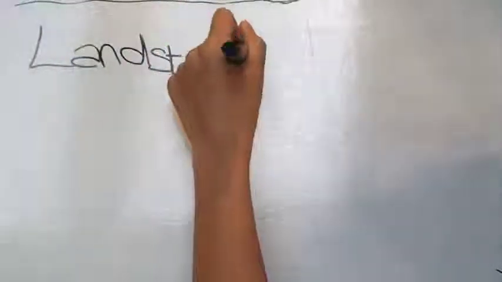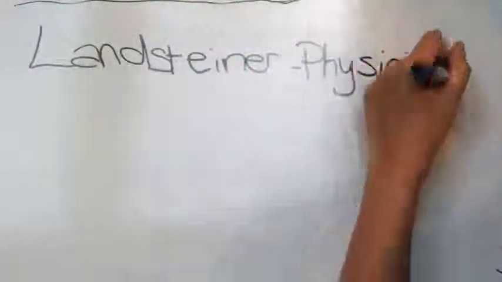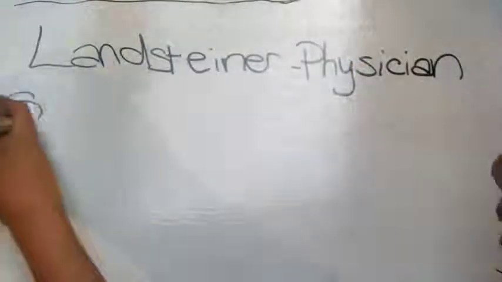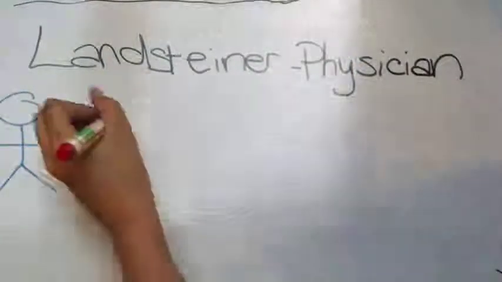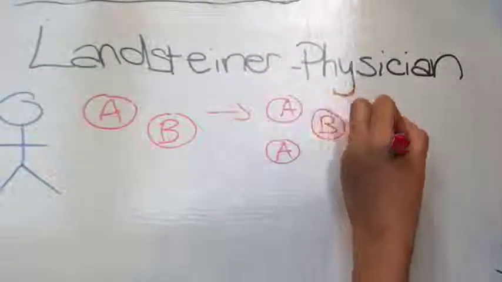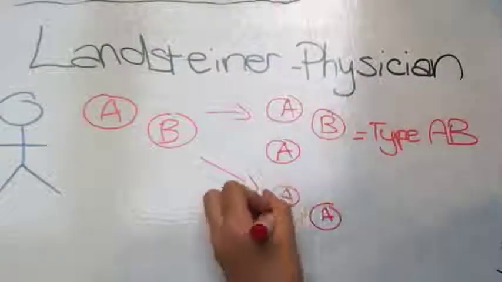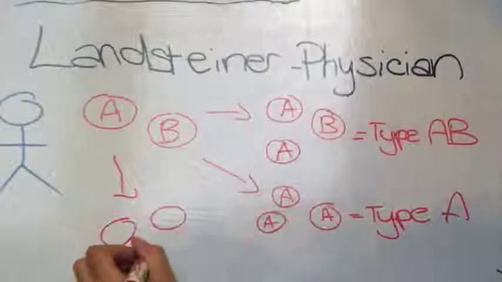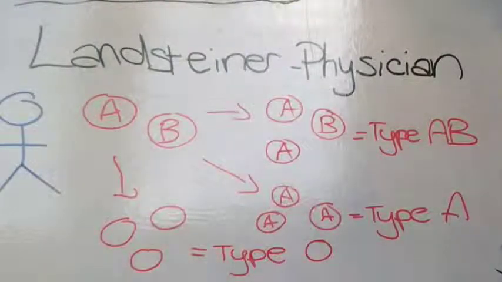Landsteiner, a physician, had observed two distinct chemical molecules present on the surface of a red blood cell. He labeled one of the molecules A and the other B. If a cell has both A and B on it, the blood type would be AB. If the red blood cell had only A molecules on it, the blood type would be A. And if it had neither of them, then the blood type would be O.